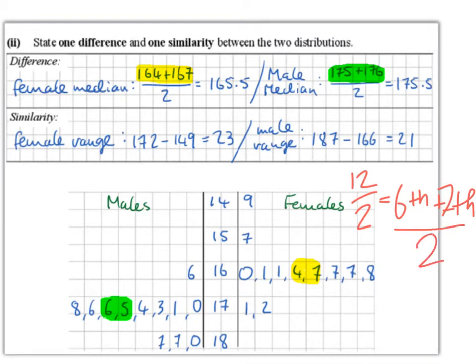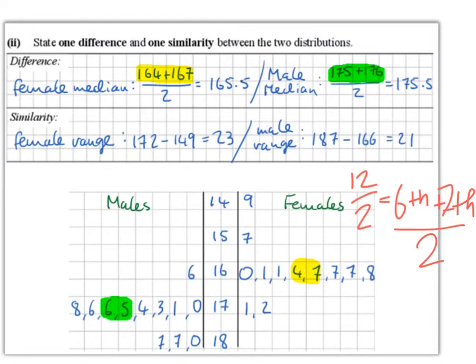So 6 and 7 is not the answer. It's the 6th and 7th data value. So 1, 2, 3, 4, 5, 6. So 164 is the 6th. And 7, so 167. So 164 plus 167, add together, divide by 2 is 165.5. So this is the female median.